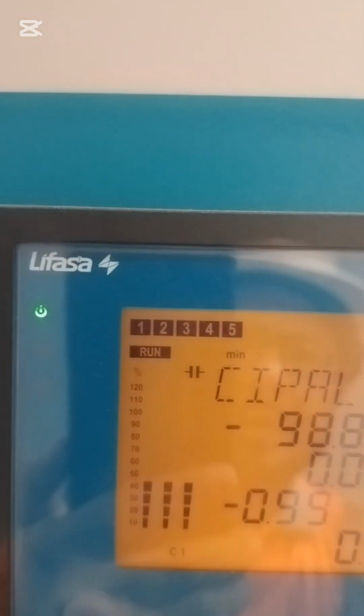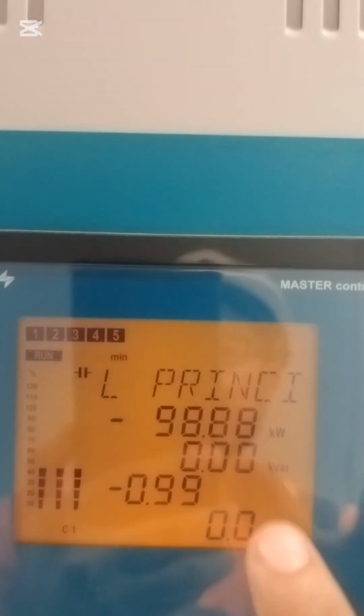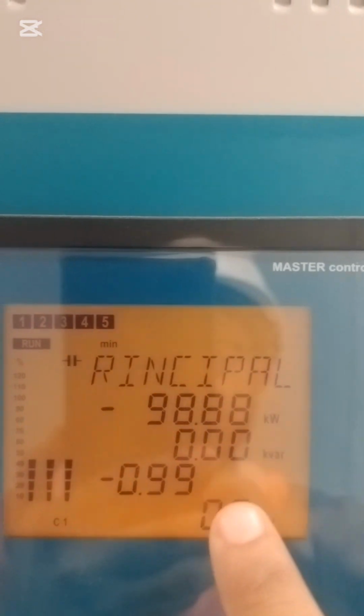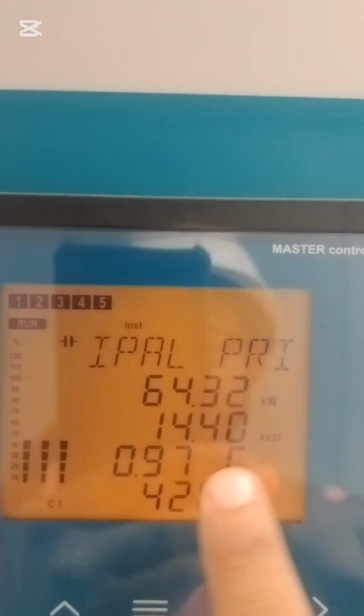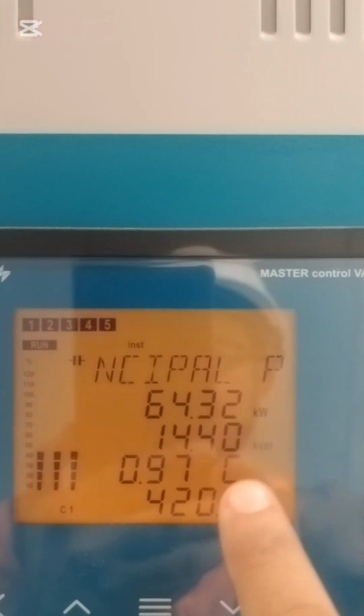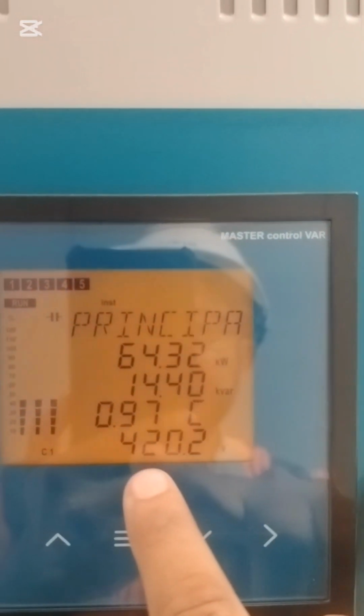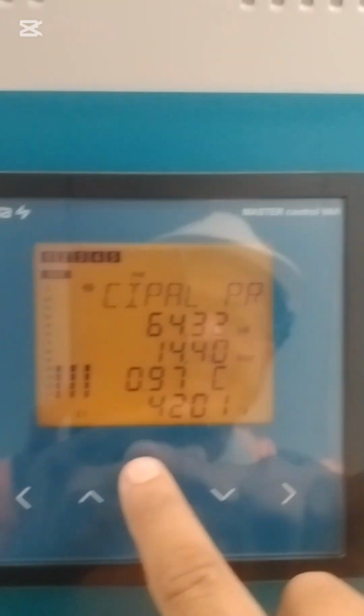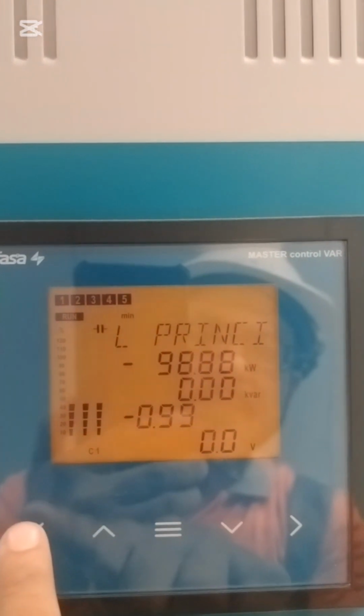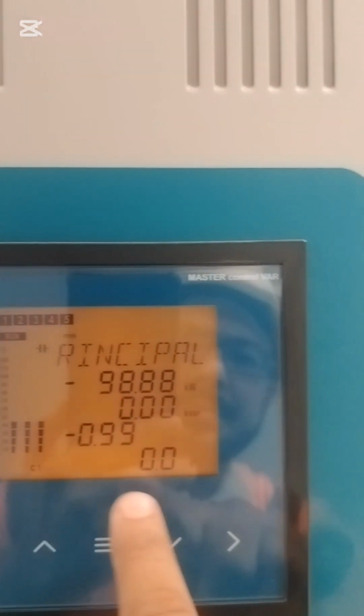Yes, okay. Now you see this one, principal, okay. KVR 0. Now minus, okay. Now they are injecting, okay. 14 kVr they are injecting, okay. Now this makes the power factor near 0.97, okay. Minus, when it is near, it will make unity, okay.